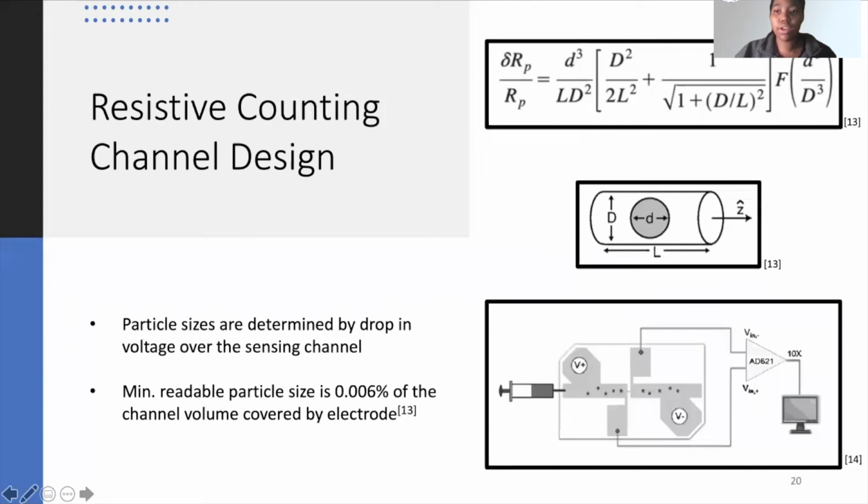Getting into the resistive counting. The idea behind this is that as you pass particles through a pore or a channel, the particles should displace the fluid. And because of that, you should be able to detect a change in resistance. So with this change in resistance, you'll be able to measure the voltage, which will then help you identify the size of the particle, because the larger the size, the larger the change in resistance you will observe.